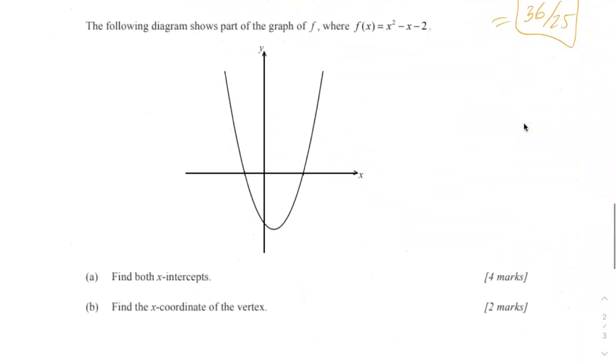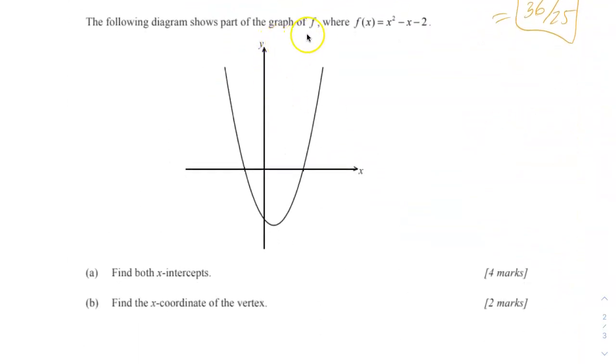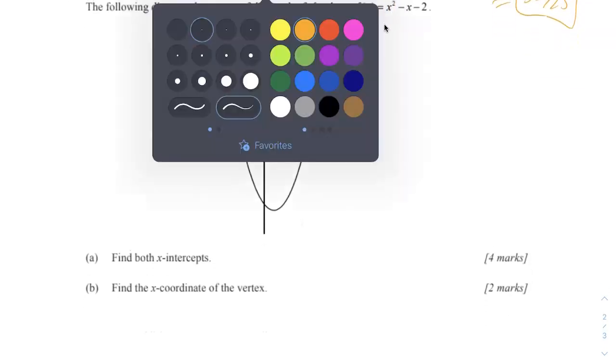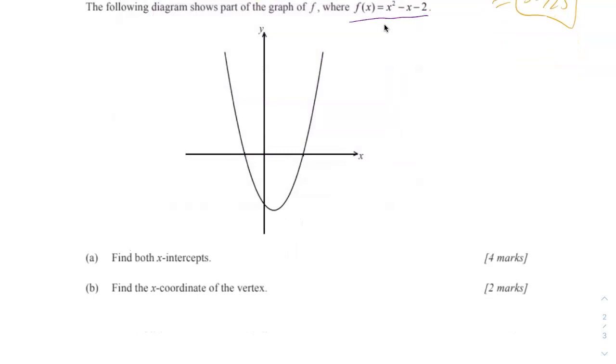Okay, last one. The following diagram shows parts of the graph of f where f of x equals x squared minus x minus 2. So this is a little bit of a function review. So here's our quadratic. They want us to find both x-intercepts and find the x-coordinate of the vertex. So remember, x-intercepts, the easiest way to do that is just, that's where y equals 0, which in this case is just f of x. So we're going to set this equal to 0.